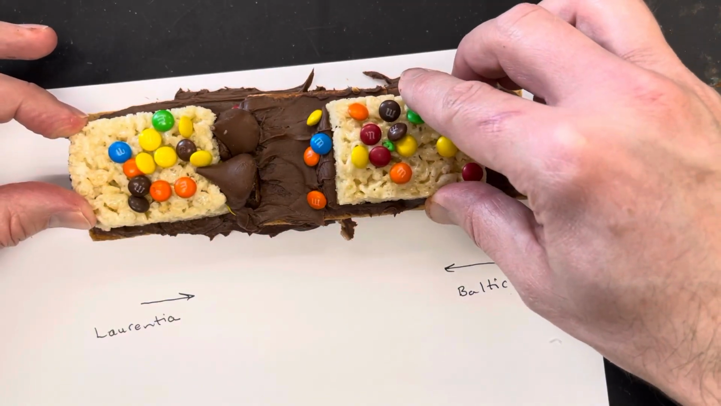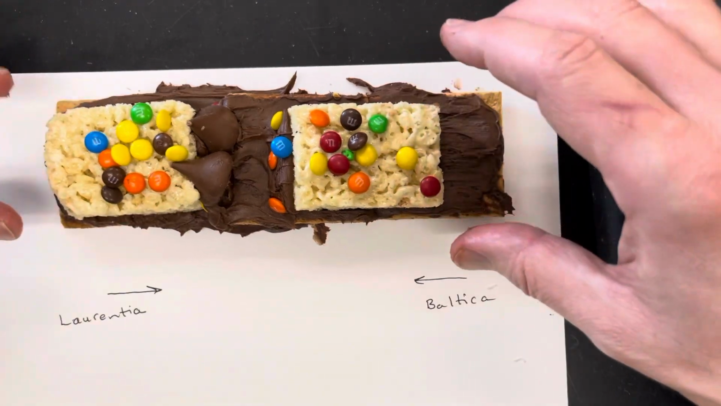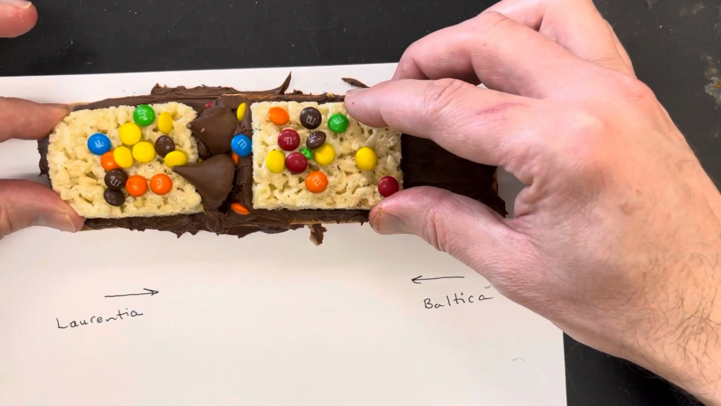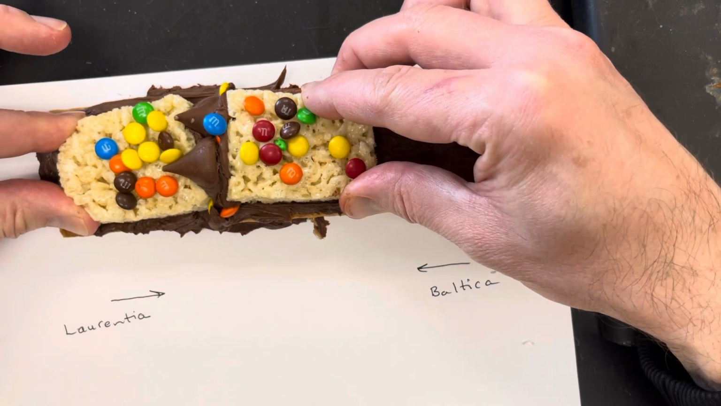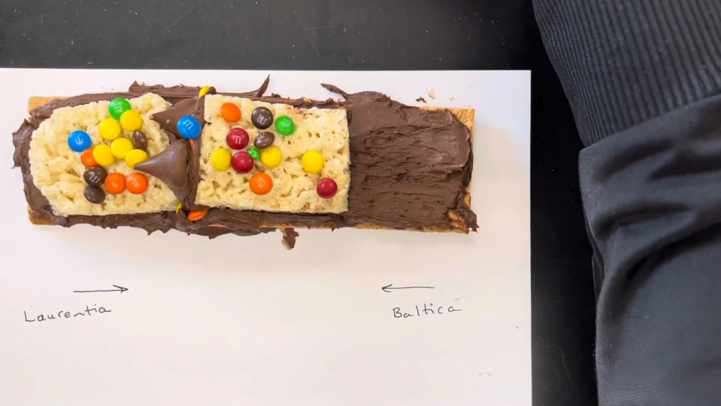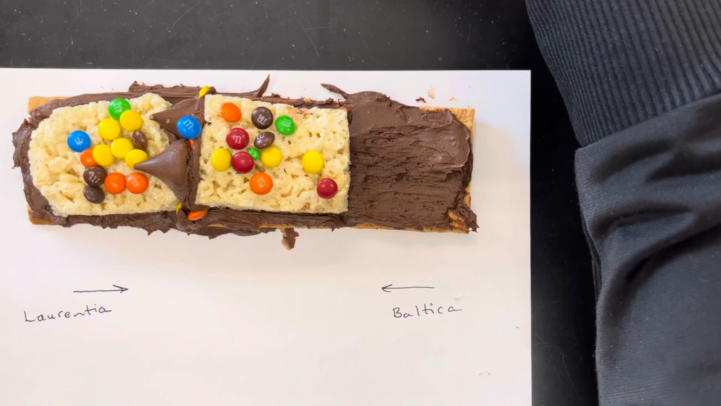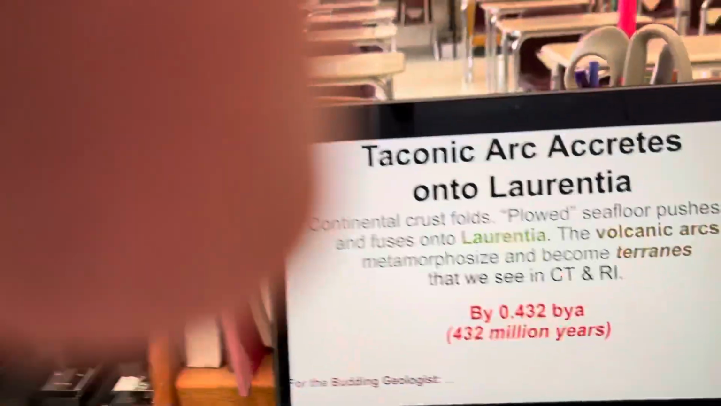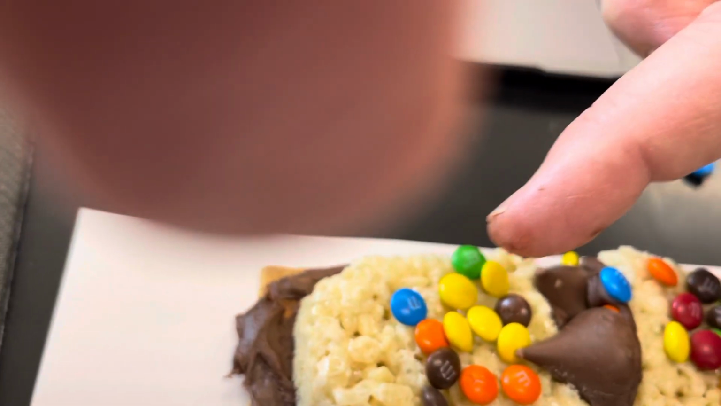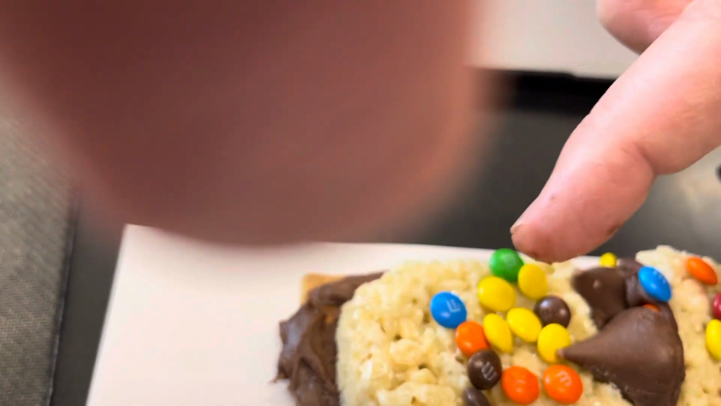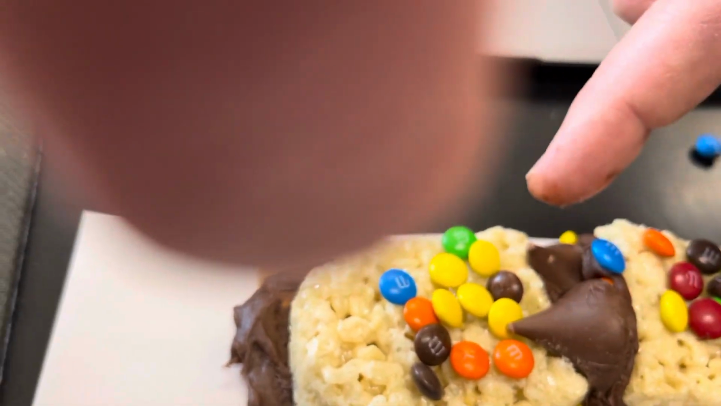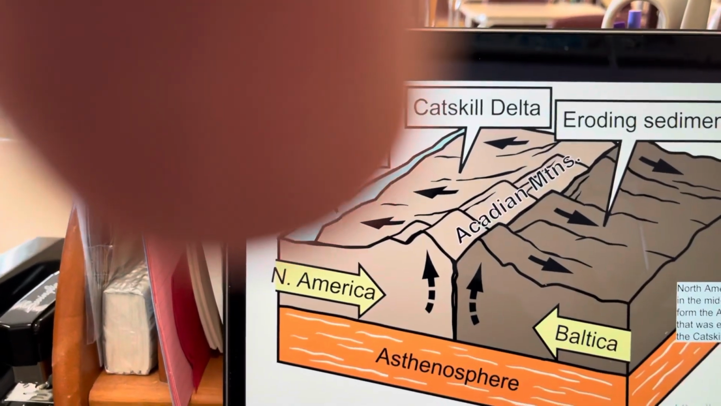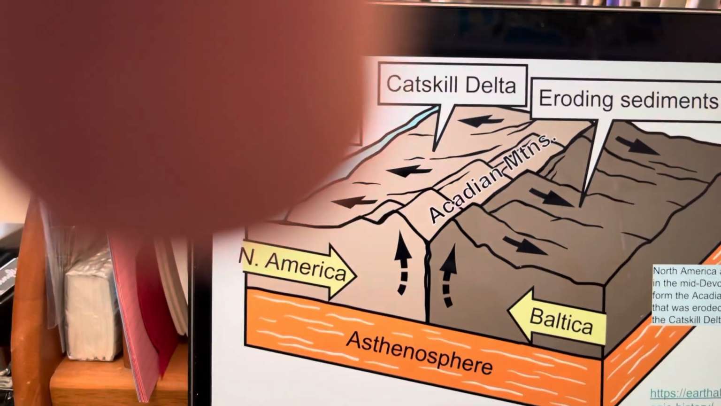But this eventually does mean that as that seafloor continues to get consumed, eventually these continents are going to meet. So we do think that Baltica and Laurentia do come together, okay? It wasn't until about 432 million years ago that the volcanoes themselves were thrust up and all that ocean sediment was thrust up onto North America to help build up Connecticut, okay? But it ultimately means that Baltica and Laurentia will make contact like I have here.